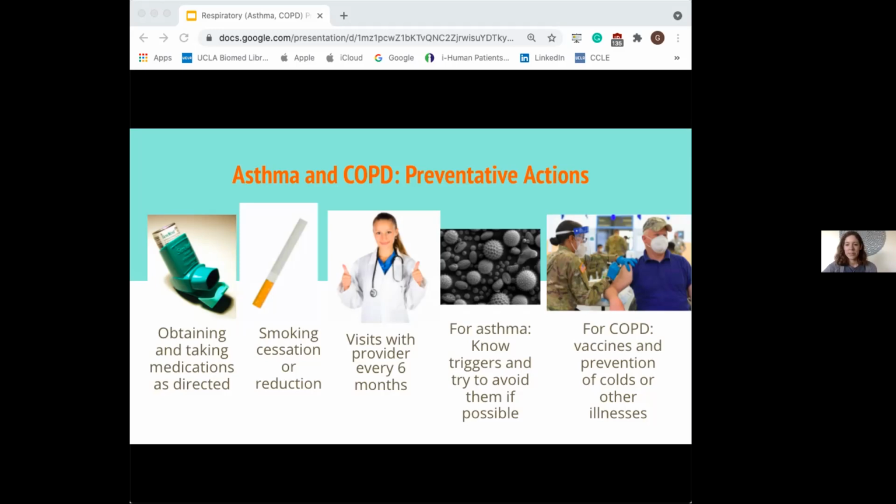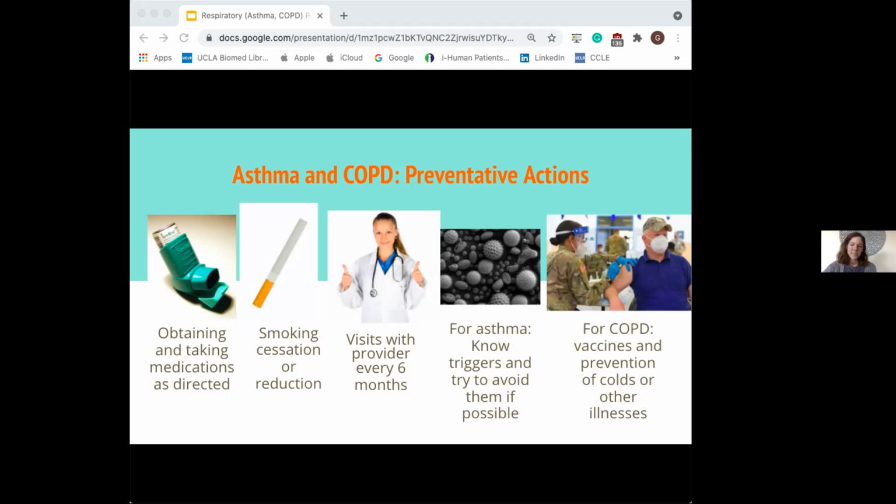The most common triggers for asthma are secondhand smoke, dust mites, mold, cockroaches, pests, air pollution, chemical irritants, and it could even be exercise, cold air, stress, and strong emotions. So there's really a wide variety here.